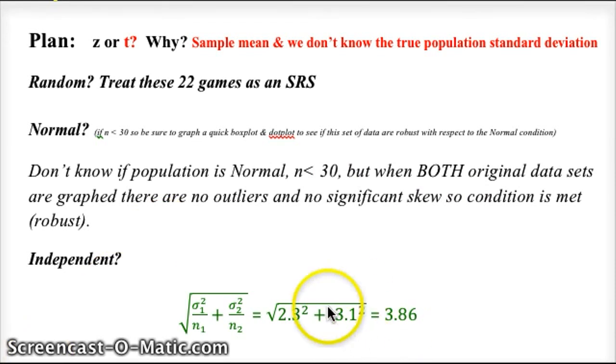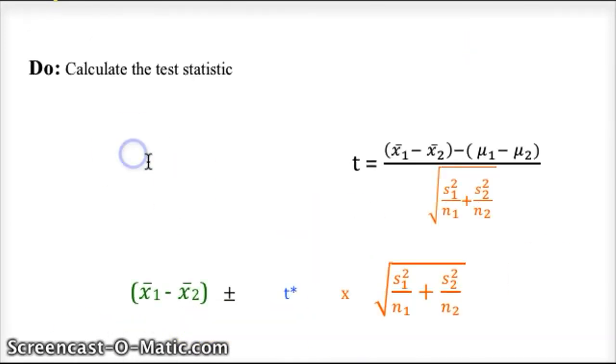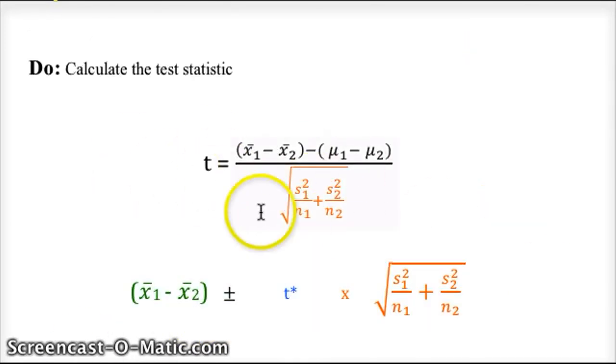And here is the standard deviation of the difference. Remember, more variables, more variance. Although we're subtracting the two, variances add. So calculate the test statistic. We're going to have our t statistic, because we don't know the true population standard deviation and it's a sample mean. It is calculated like this, and we're going to use that to test.